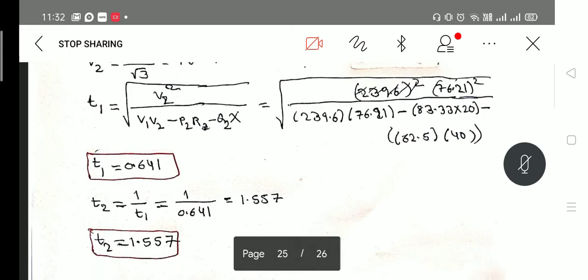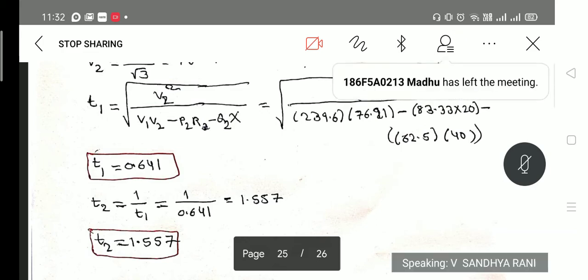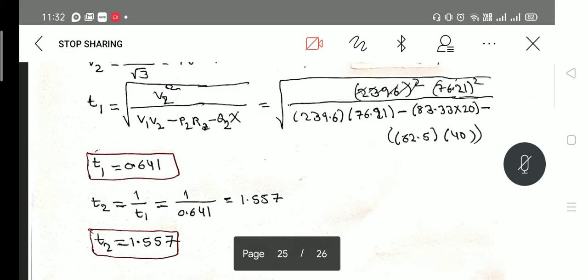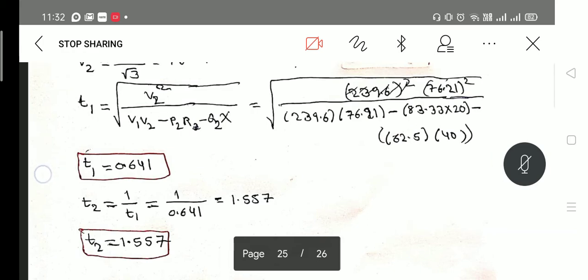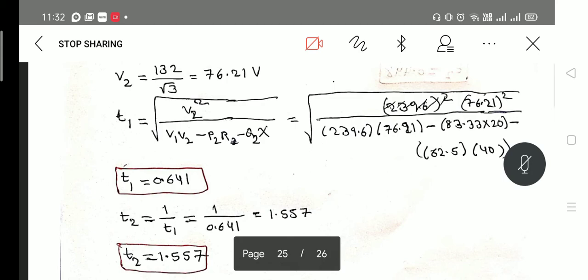T2 is equal to 1 by T1. So substitute in place of T1, we get 1 by 0.641, that is 1.557. The T2 value is 1.557. These two are the turns ratio T1 and T2.